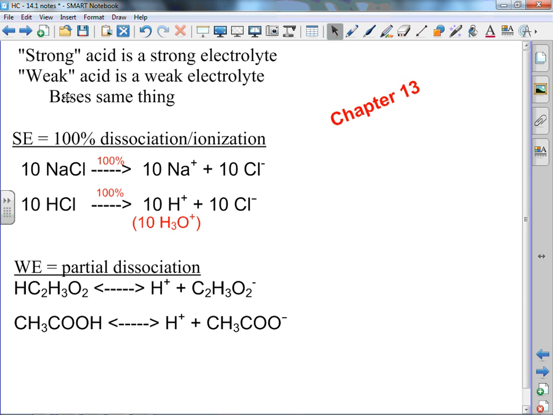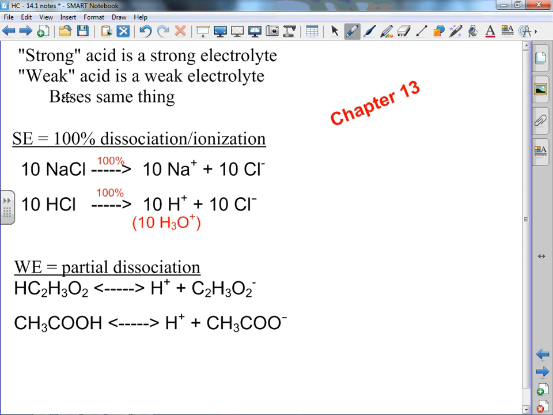Now, the last two things that we're going to talk about here are really important because this gets us into the next chapter with acids and bases and some calculations. The next thing we want to talk about is the phrase strong acid and weak acid. And bases will apply the same way. A strong acid is one that's a strong electrolyte. A weak acid is one that's a weak electrolyte.